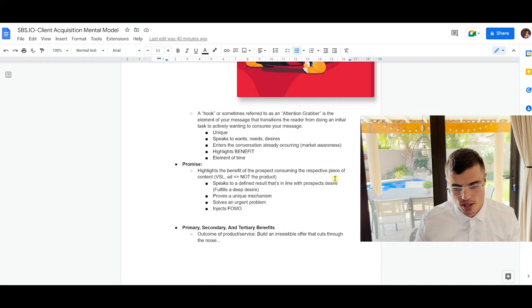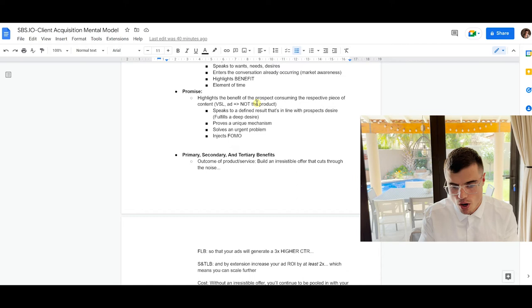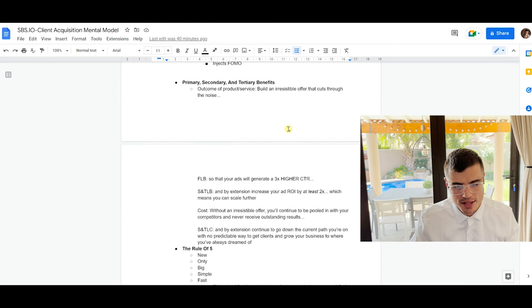So if we then drop over to the promise, we have the highlights of the benefits of the prospect consuming the respective piece of content, VSL, etc., right? So it speaks to a defined result in line with the prospect's desires, right? So it then fulfills a deep, deep desire. It proves a unique mechanism and it solves an urgent problem and it injects that FOMO, right? If you don't buy this right now, I'm not sure if it will be on the market again. So specific secondary and tertiary benefits.